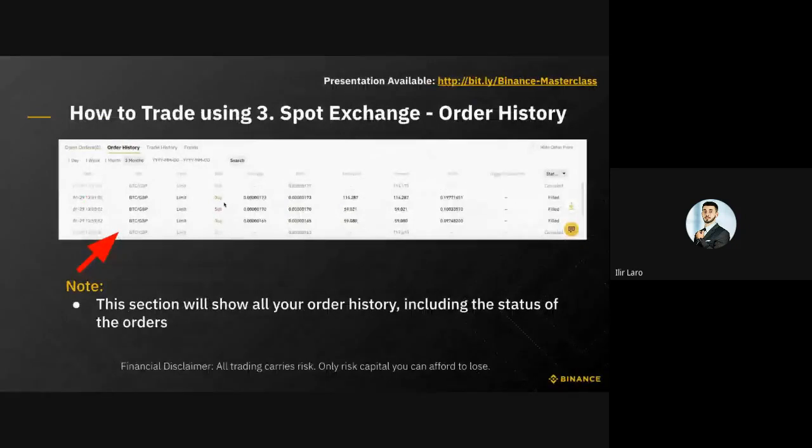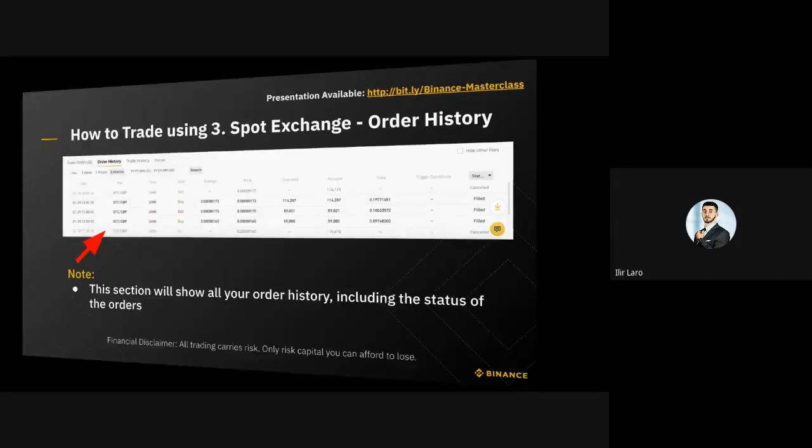Moving on to the order history, based on your open orders, you'll be able to see all your order history: how much you bought, how much you sold, what average price you got, what type of order you did, whether it's a buy or sell, what time, and the status, whether it filled or whether you canceled it. So it's a more sophisticated overview of your order transaction history.